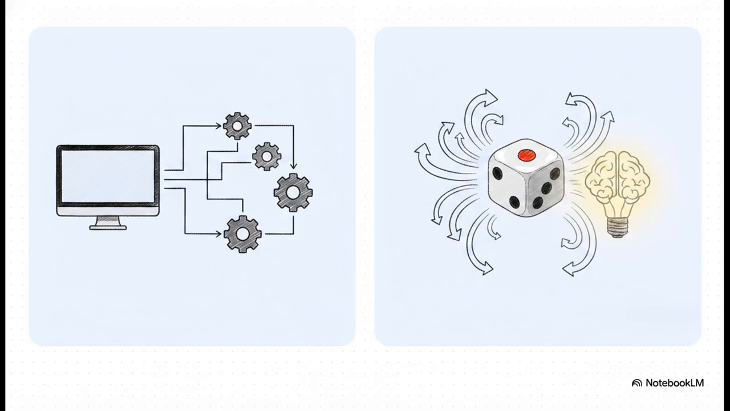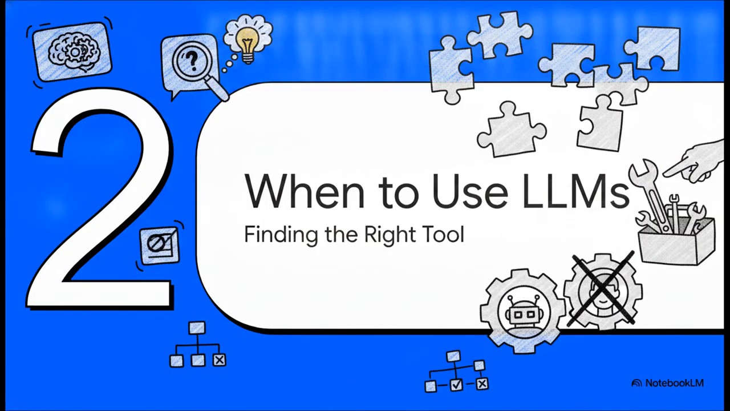Grasping this probabilistic mechanism is what actually gives you control over the format, the structure, and the reliability of your AI features. Moving on to Section 2, when to use LLMs. Finding the right tool for the job.